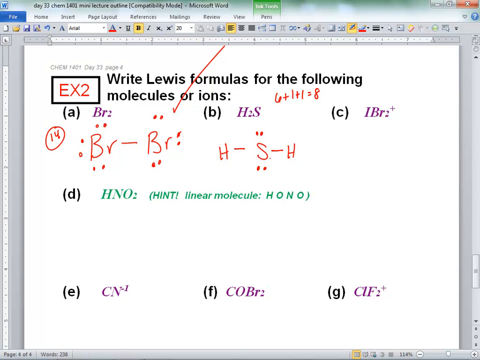Now C, I changed it from your notes. C is IBr2 plus, not what's in your notes. I think your notes is something else. Somebody added something different. Okay. IBr2 plus. So see what your total is first. Let's make sure we get that total right.